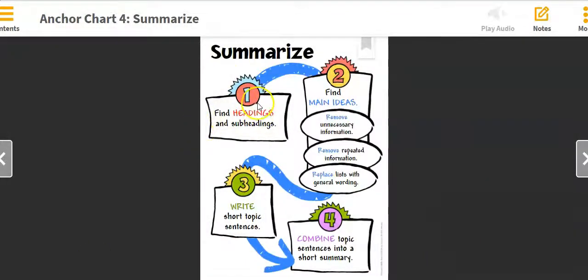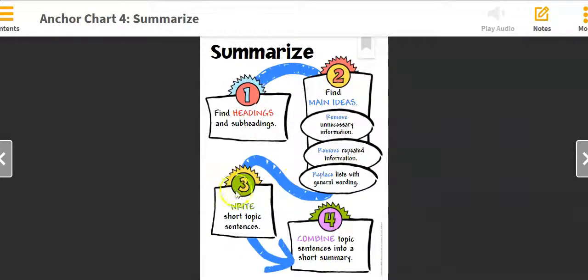Summarize. Number one, find the heading and subheadings. And a lot of times, this is especially in informational text or things that you're going to be reading that are giving you a lot of facts. So you're going to find your headings or your subheadings. The second part of summarizing is you find your main idea. You're going to remove unnecessary information. You're going to remove repeated information. And you will replace lists with general wording.